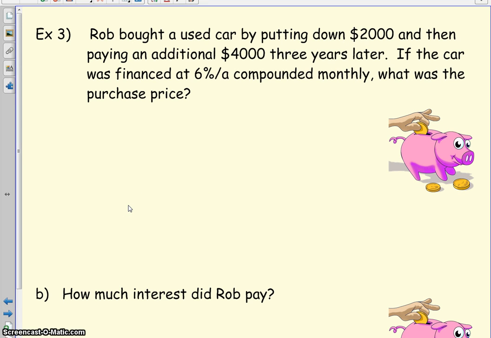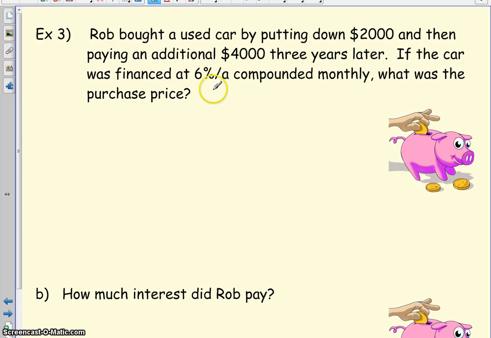So in this situation here, someone bought a used car by putting down $2,000. So they paid $2,000 right off the bat. And then 3 years later, they had to pay an additional $4,000. We know the car was financed at 6% per year, compounded monthly. What was the purchase price? So again, what we know is he paid $2,000. When you're buying a used car, you have to have some amount of money to pay down. So he paid $2,000, which means that whatever was left, he had to borrow.